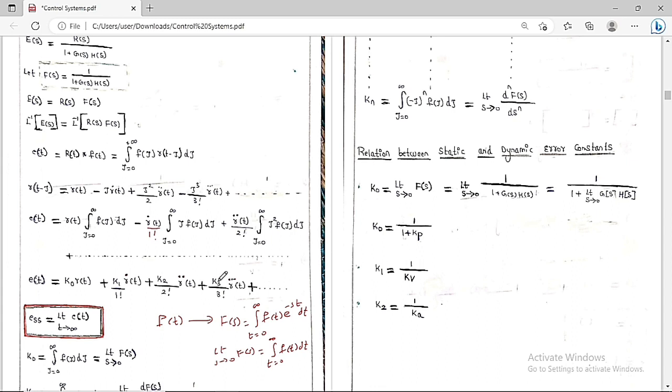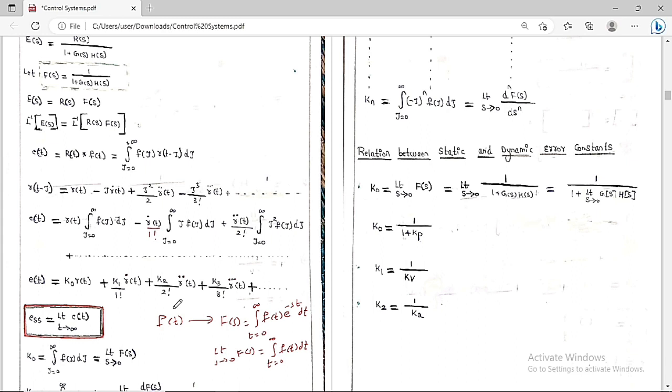So finally, we have to remember e of t is equal to k0 into r of t plus k1 by 1 factorial r dash of t plus k2 by 2 factorial r double dash of t plus k3 by 3 factorial r triple dash of t and so on. And what is kn? Kn is equal to limit s tends to 0 of the derivative of f of s with respect to s, and f of s is equal to 1 by 1 plus g of h of s. If you remember this one, everything is clear.